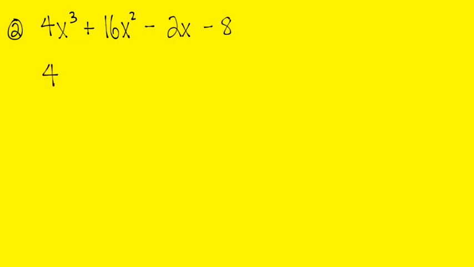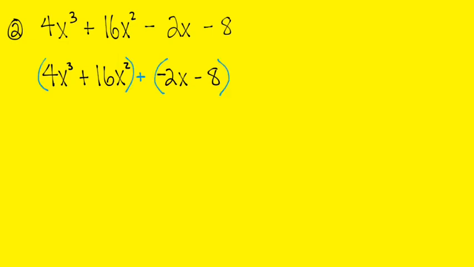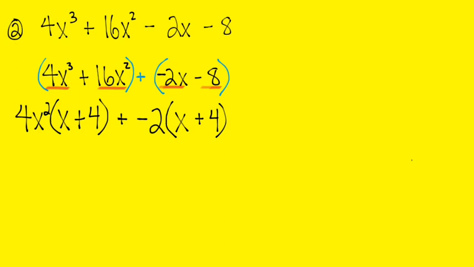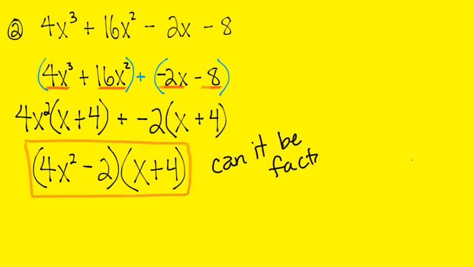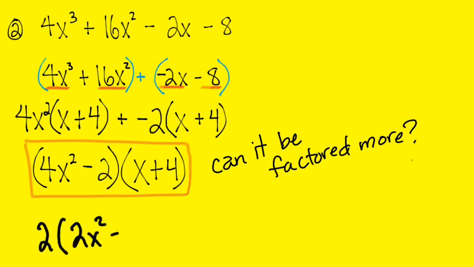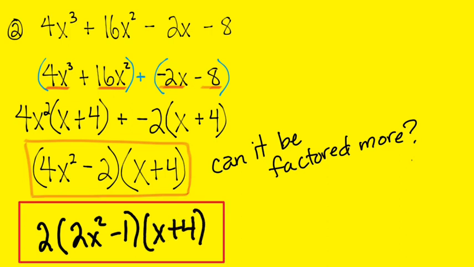Okay, just checking. Did you tuck that -2 and that negative sign in with that 2? I hope so. Now I take out a greatest common factor. And I regroup. And it's not factored completely yet. I can take a 2 out of that first term. And now it's factored completely.